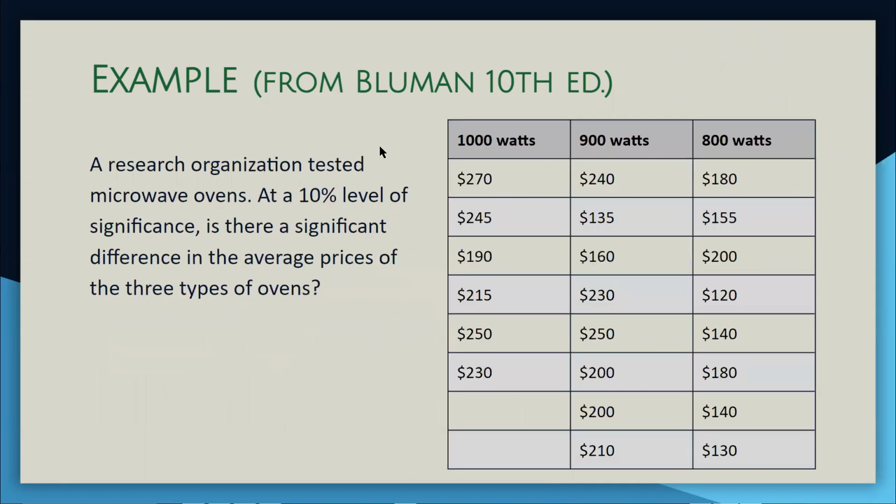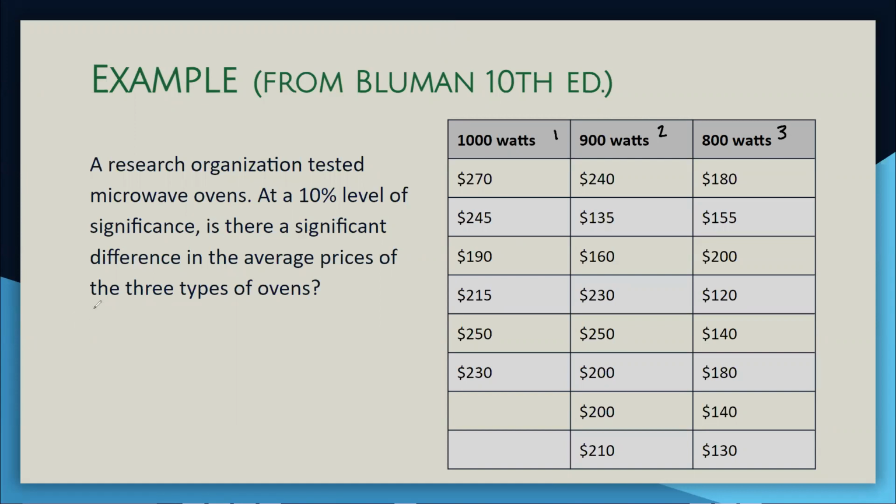Okay, let's run one more. Our last example, a research organization tested microwave ovens. At a 10% level of significance, is there a significant difference in the average prices of the three types of ovens? So here we see 1,000-watt microwave ovens, 900-watt microwave ovens, and 800-watt microwave ovens. So I'm going to label these group 1, group 2, group 3.